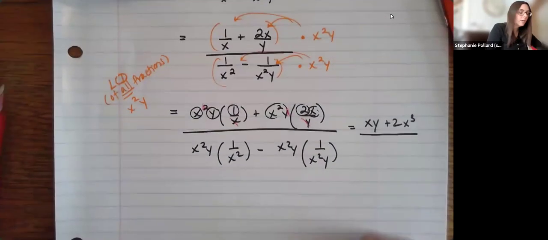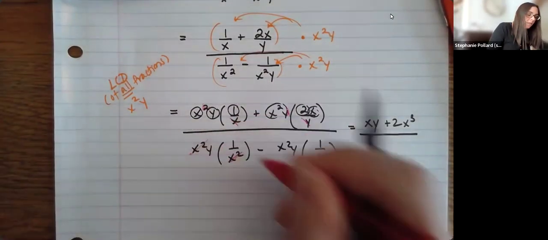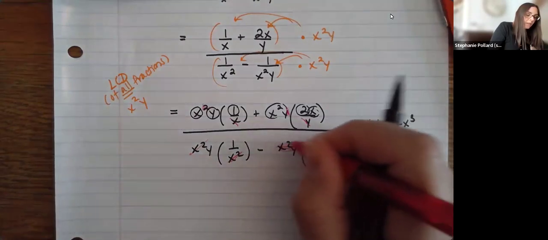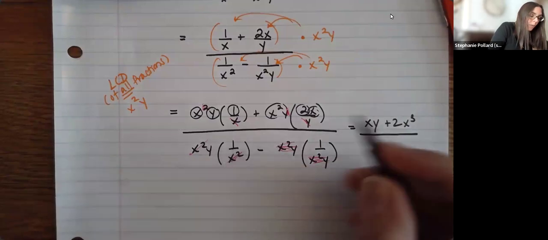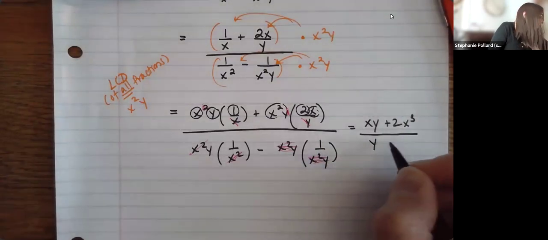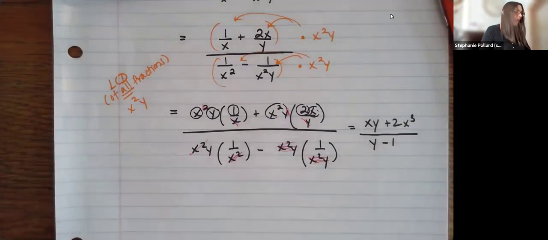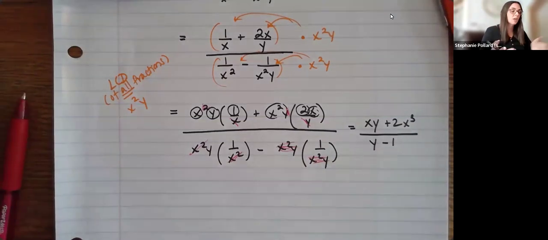In the denominator, the x squared is going to completely cancel. And here, actually, the whole thing cancels, right? They're both identical. So you end up with just y times 1 is y, and then a minus 1 in the denominator. So this is fine. This is actually your final answer.